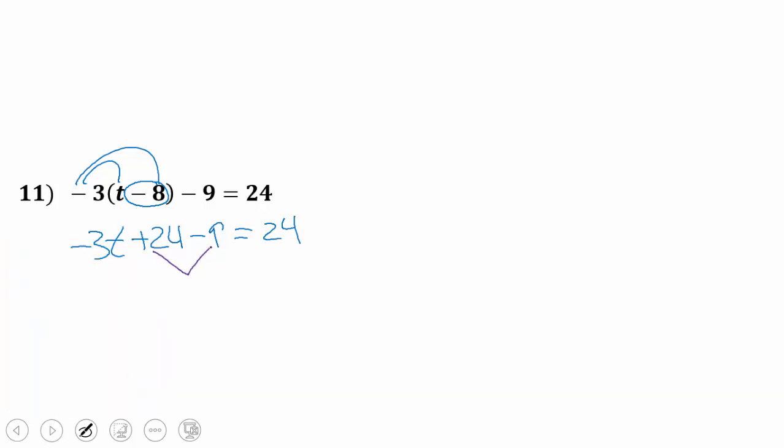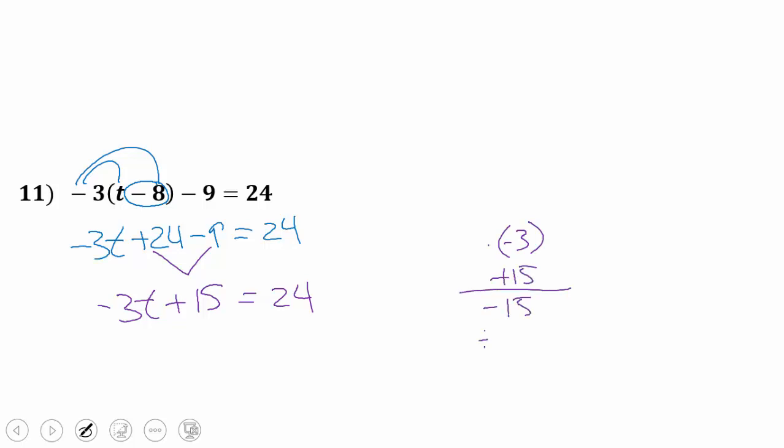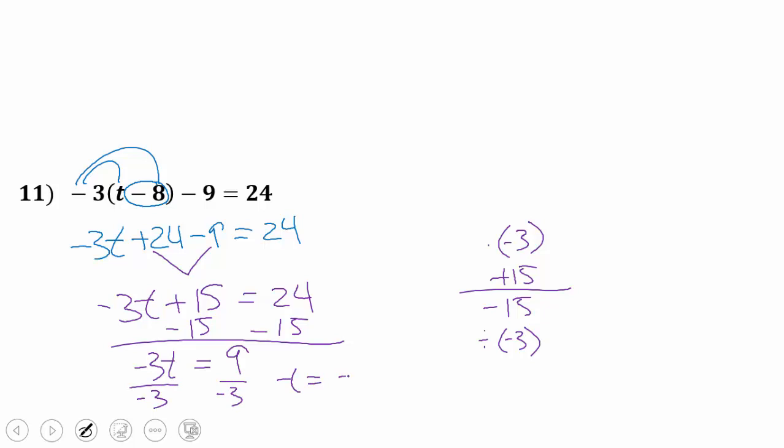Combining like terms, now we have two constants. Negative 3t plus 15 is equal to 24. So now we're multiplying by a negative 3, and then we're adding 15, so we can subtract 15, and then we can divide by a negative 3. In doing so, we subtract 15. We have negative 3t equals 9. Dividing by negative 3, t equals negative 3.